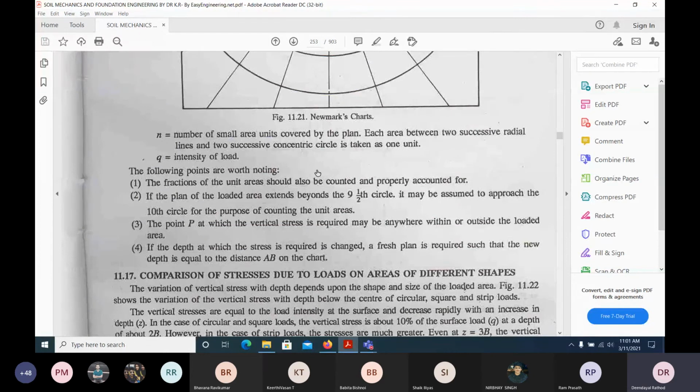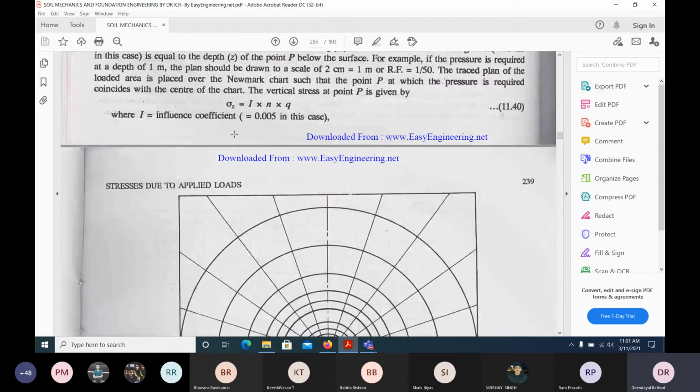The following points are worth noting. One thing you should remember: suppose in the exam they give the influence coefficient I and the intensity, and they say that this particular foundation covers 5 units, 5 numbers of this influence chart. That means intensity we know, N equal to 5 we know, and the influence coefficient we know. When you multiply these, you will get the vertical stress at the particular point. Hope you are following. N means there is a chart. You remember one chart is there, the Newmark influence chart.